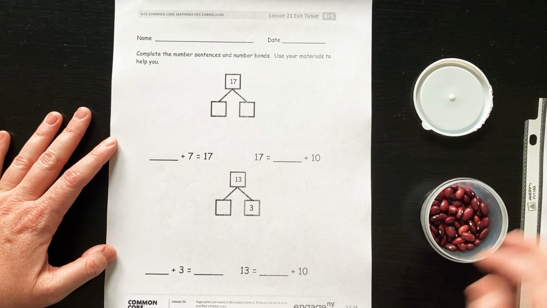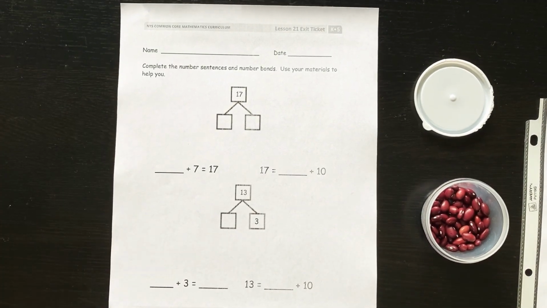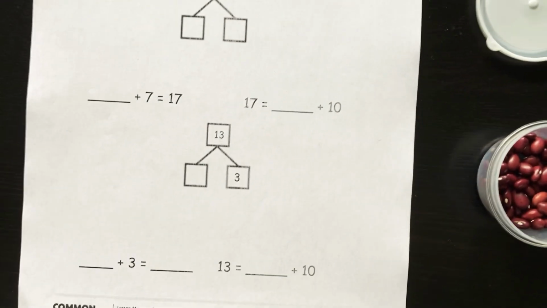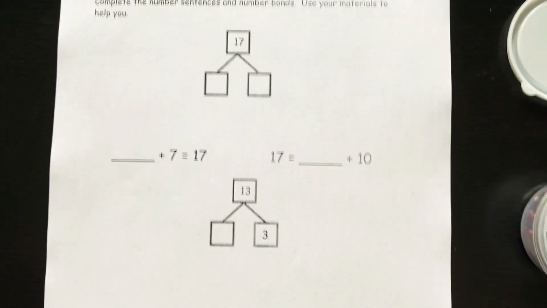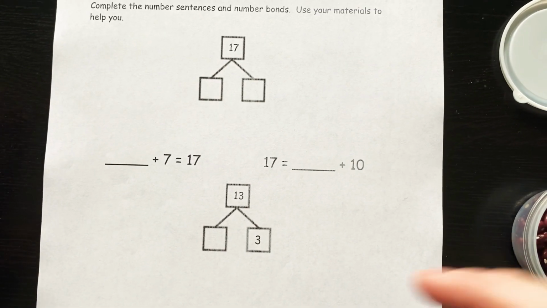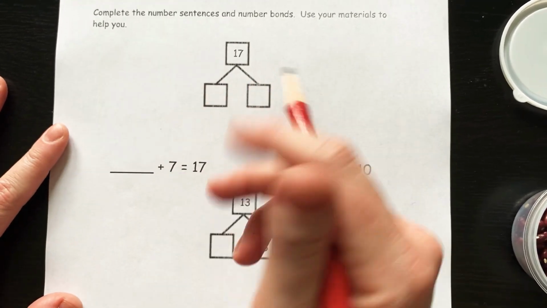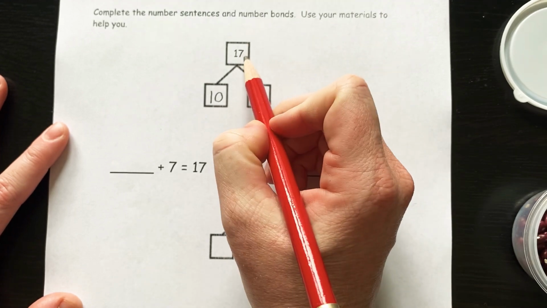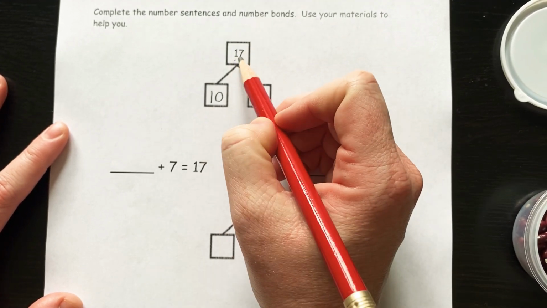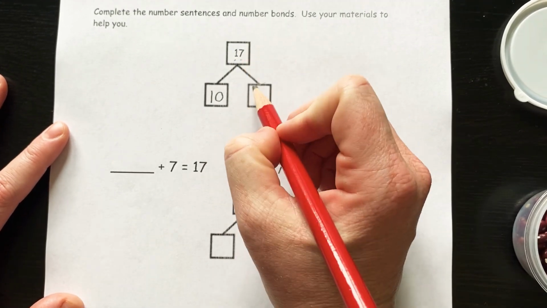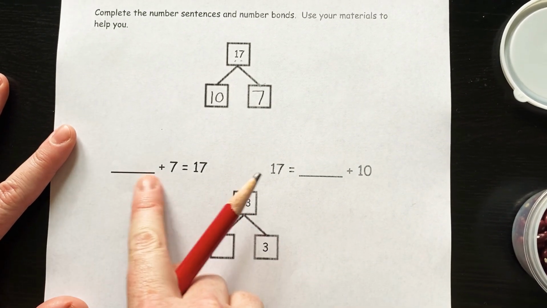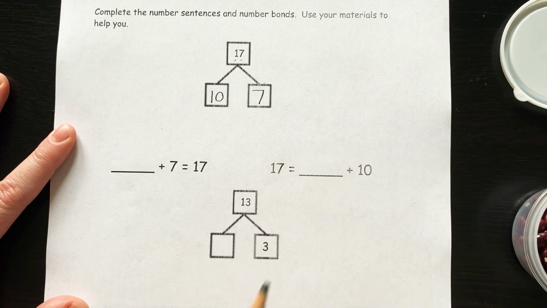So let's do this one together. So it says 17 is the whole, and now we want to show what the parts are. So what are the parts in 17? We want a 10, remember? And if 10 is one of our parts, what is the other part? So I already did that side. What's this side? Yeah, 7 ones. All right, I filled in my number bond. Now I got to use my number bond to fill out my sentences.